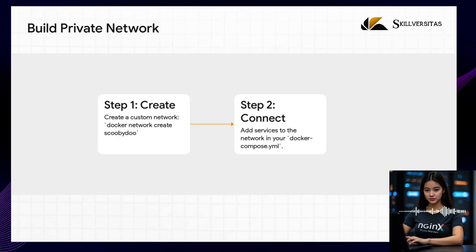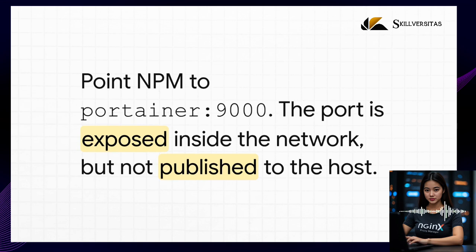So how do you build this private walled compound? You're going to love this. It is ridiculously simple. Step 1, you create the network with one command. We're calling it Scooby-Doo here, just for fun, you can name it whatever you want. Then, step 2, you just tell your services to use this new network right inside their Docker Compose YAML file. You know, that's the blueprint that tells Docker how to run everything. That's literally it.